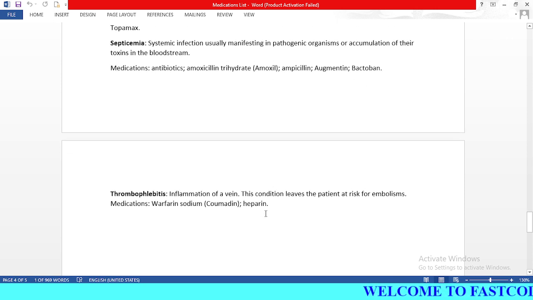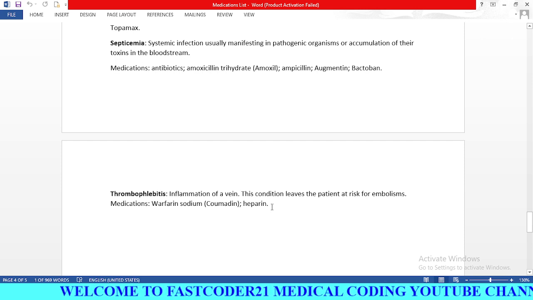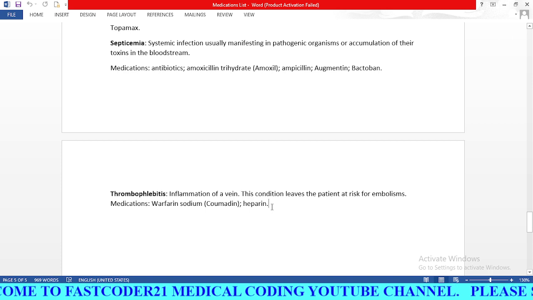Next one is thrombophlebitis, inflammation of a vein. This condition leaves the patient at risk for embolism. Common medications: warfarin sodium, usually we call it Coumadin, heparin, and rivaroxaban.